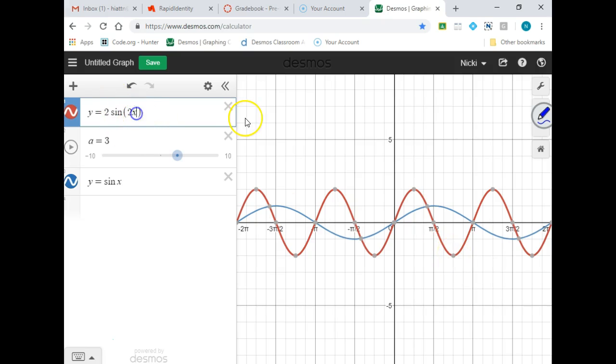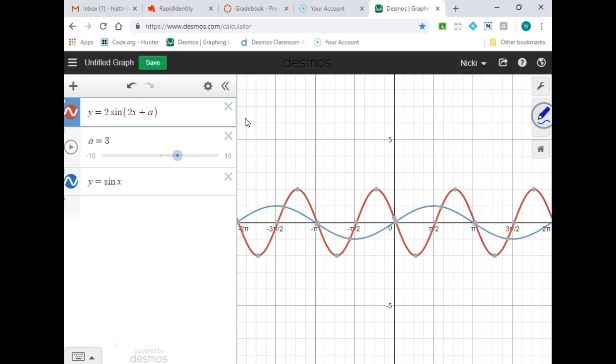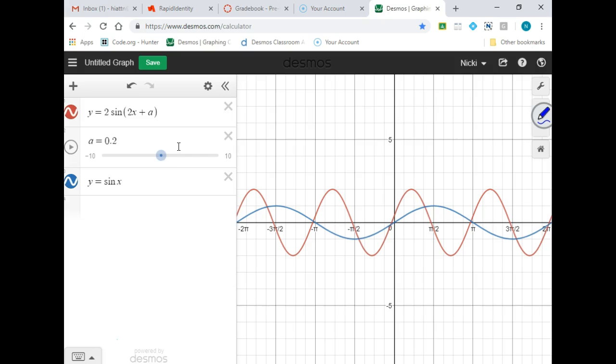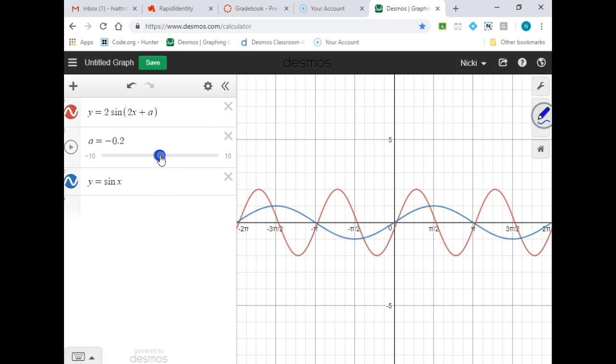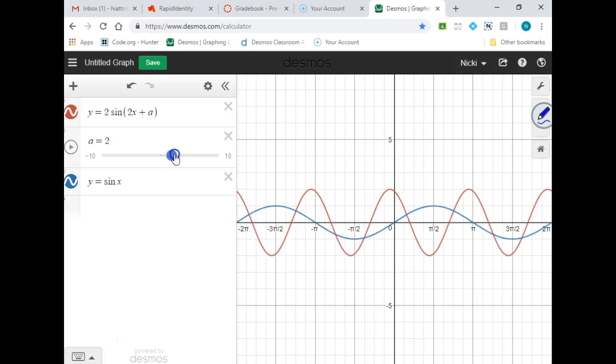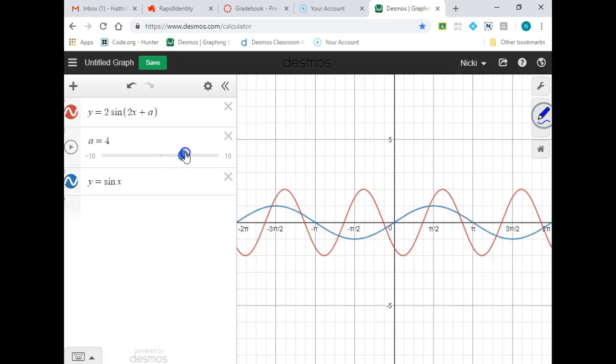And then let's do a slider again for this. This would be just at 0 where there's nothing added there, but we added 4. So as we increase that, it's moving it to the left 4. So you can see it slide that direction 4.